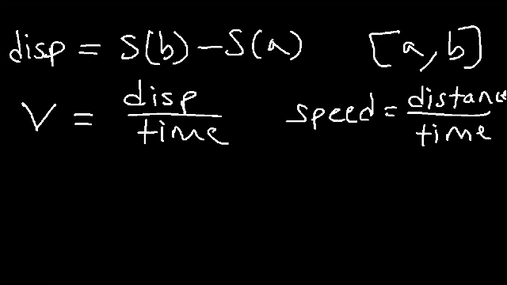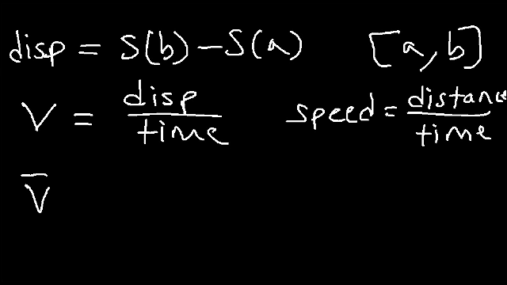So velocity is a vector, the same way displacement is a vector. Velocity and displacement depend on direction. So if you're moving to the right, the velocity and the displacement will be positive. If you're moving to the left, velocity and displacement is negative. Speed and distance are always positive.